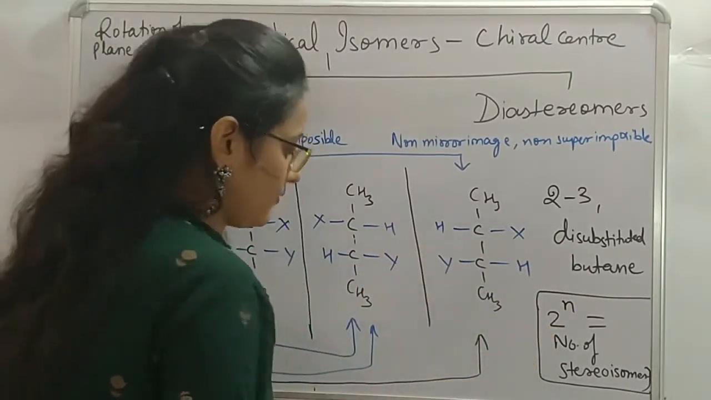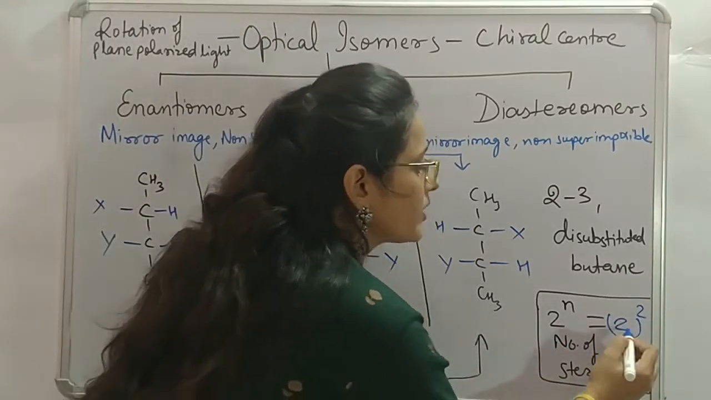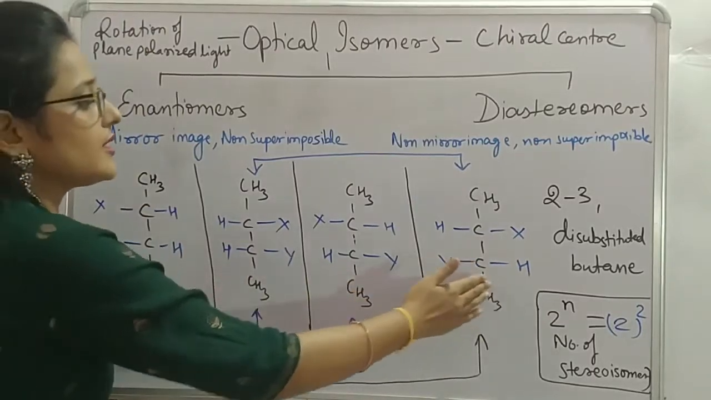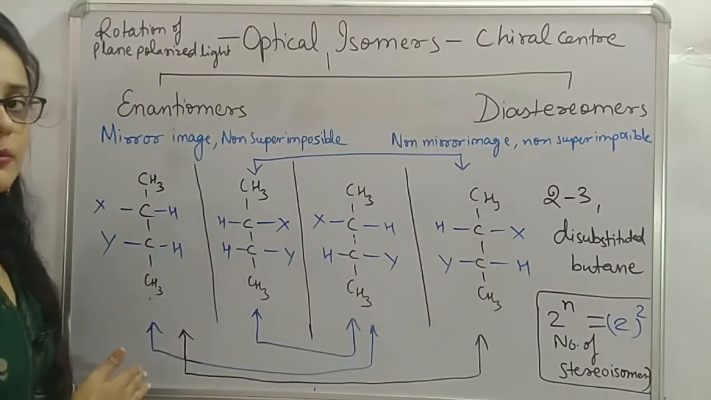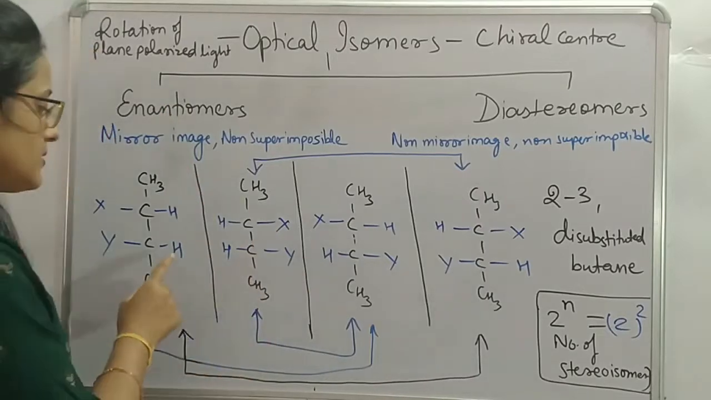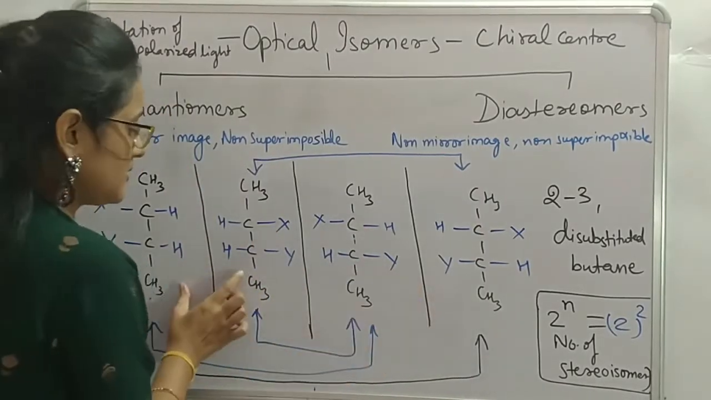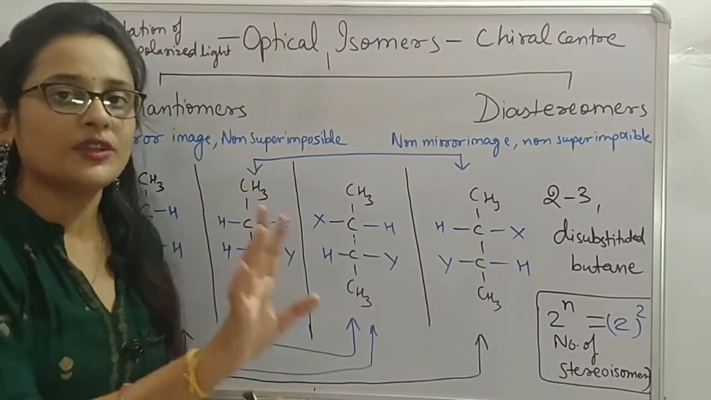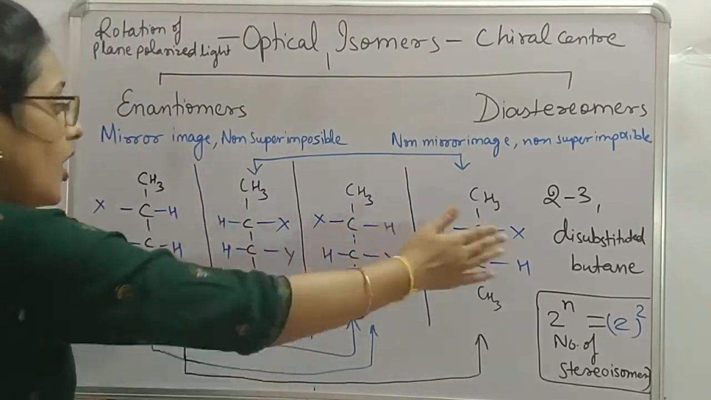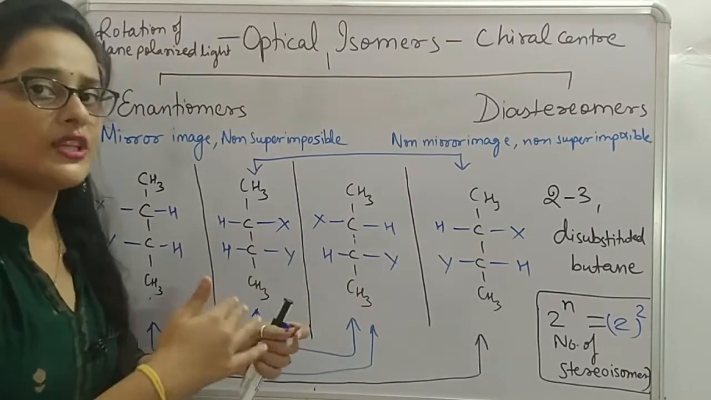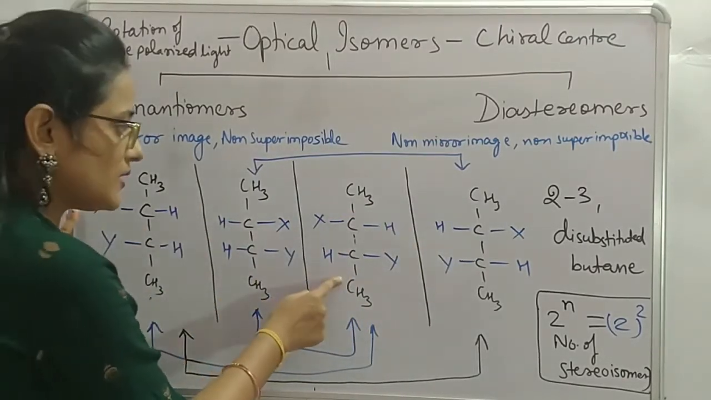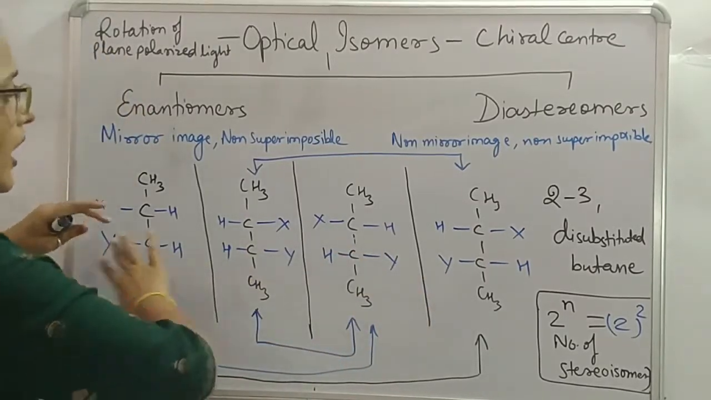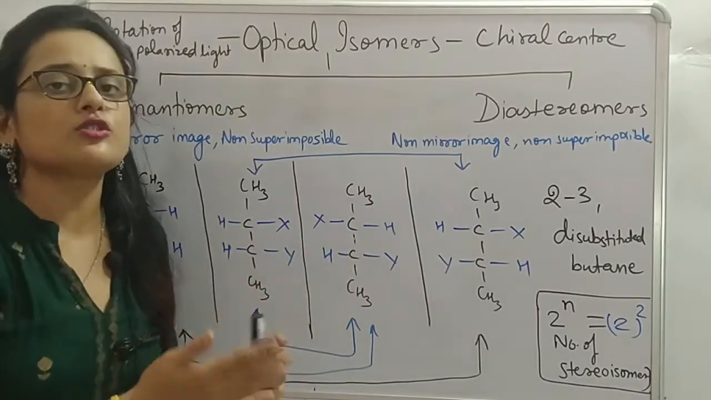So by using this formula, we can write 2 to the power 2. So we get the answer 4. So there are 4 stereoisomers. Out of these 4, there are 2 pairs of enantiomers. This is the first pair and this is the second pair. So out of these 4 stereoisomers, there are 2 pairs of enantiomers. And all these are diastereomers of each other. That is, this one is a diastereomer of this one, which is a diastereomer of this one, which is a diastereomer of this one. So all these are diastereomers of each other.